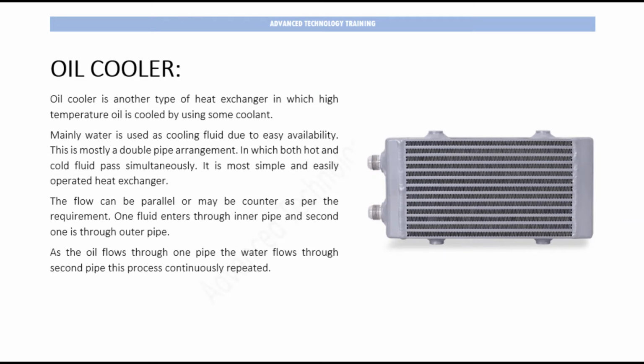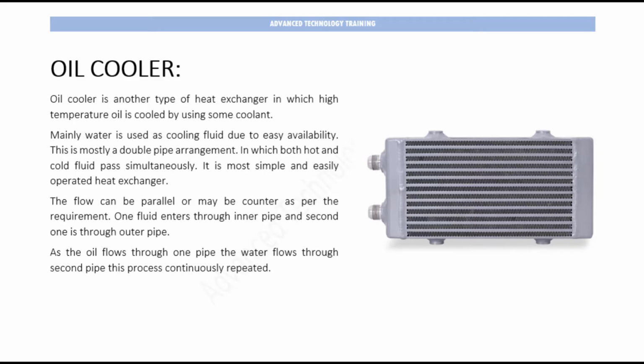Oil cooler. Oil cooler is another type of heat exchanger in which high-temperature oil is cooled by using some coolant. Mainly water is used as cooling fluid due to easy availability. This is mostly a double pipe arrangement, in which both hot and cold fluid pass simultaneously. It is the most simple and easily operated heat exchanger. The flow can be parallel or counter as per the requirement. One fluid enters through inner pipe and the second one is through outer pipe.